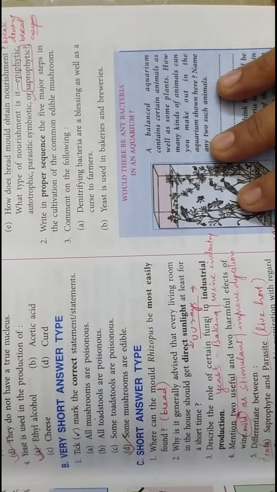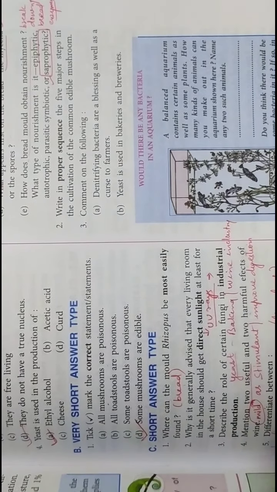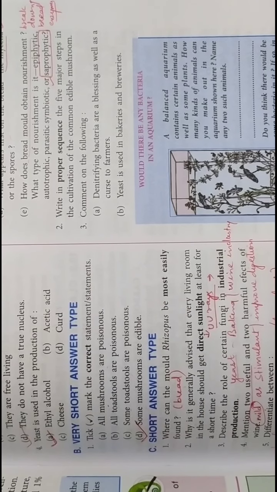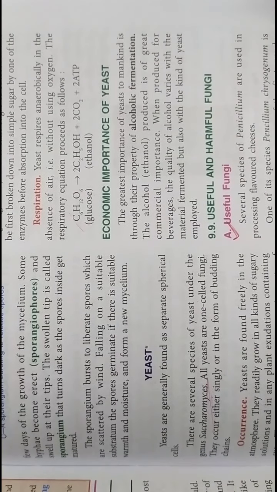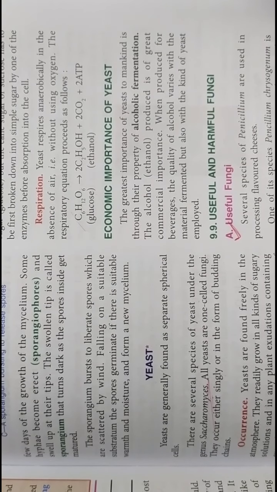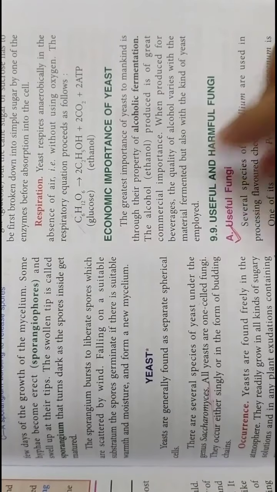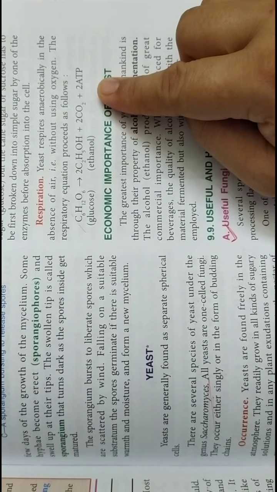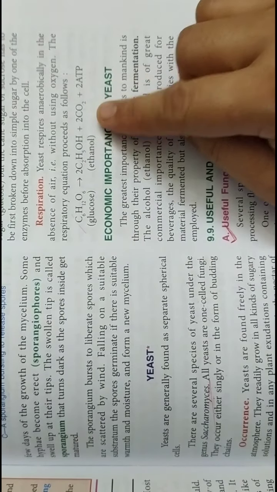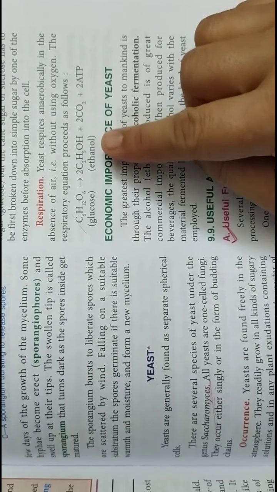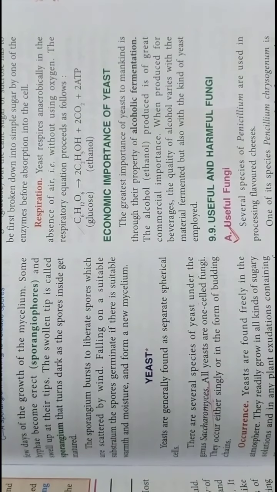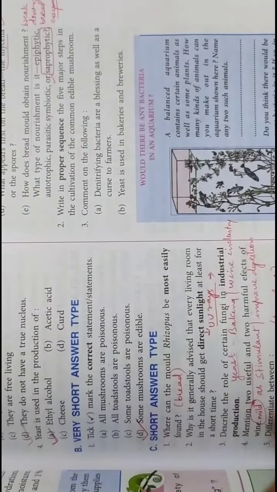Yeast is used in bakeries and breweries. Yeast has a wonderful phenomenon, that is, it can cause fermentation, as I explained to you again and again. Because of that fermentation, yeast is used in the baking industry, because the carbon dioxide causes the leavening, the rising of the dough. And due to the ethanol, it is used in the wine industry. Fine. This question also we have done.